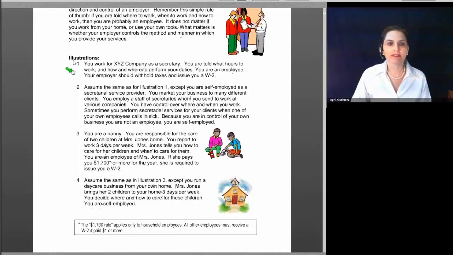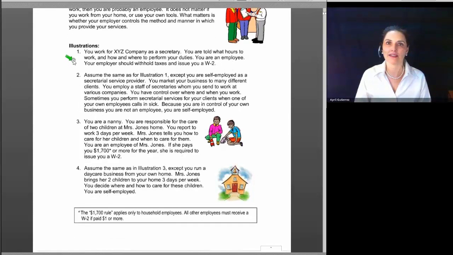And here are some illustrations mainly meant to highlight when we have an employment situation and when we don't. Let's look first at: you work for XYZ company as a secretary. You are told what hours to work and how and where to perform your services. You are an employee and your employer should withhold taxes and issue you a W-2. Now, believe it or not, I've actually had tax clients come to me who have been given a 1099-MISC by their employer because they only worked in that employer's office part-time as a secretary.